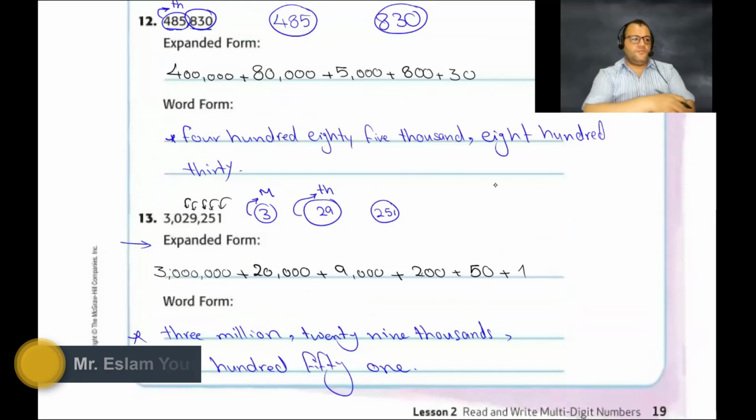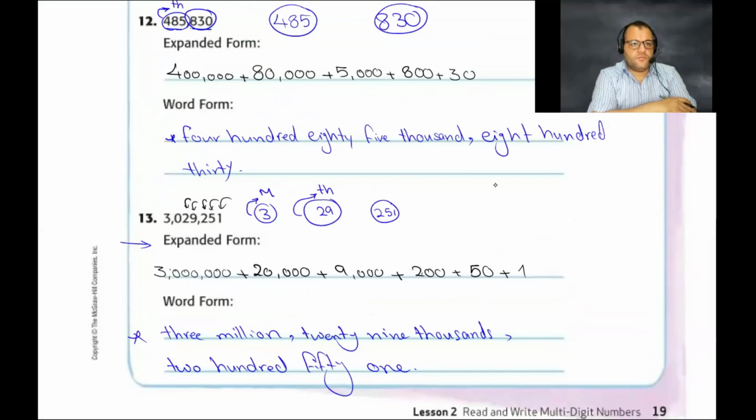It says 400,000, but over here it says 485,000. Which one? Number 12. You talk about the one with the black or with the blue? The black one says 400,000, it's expanded form. In expanded form I just write the value of each one. The value of 4 is 400,000. The value of 8 is 80,000. The value of 5 is 5,000. I'm talking about it says 400,000, but over here in the blue one it says 485,000. Because that's a different way to write the number.